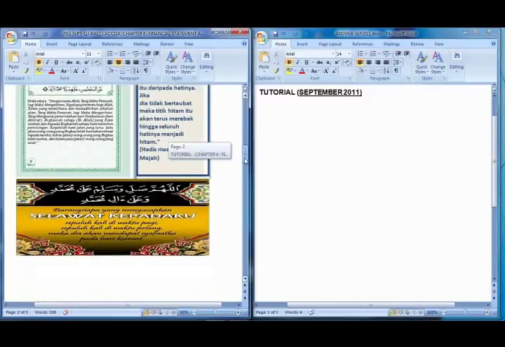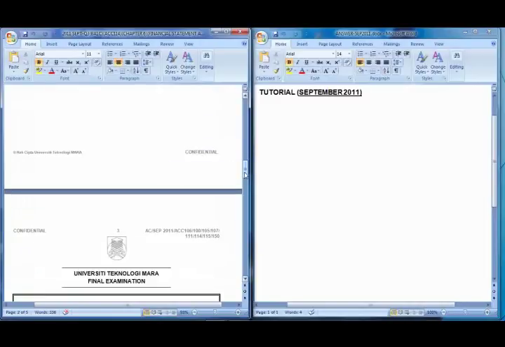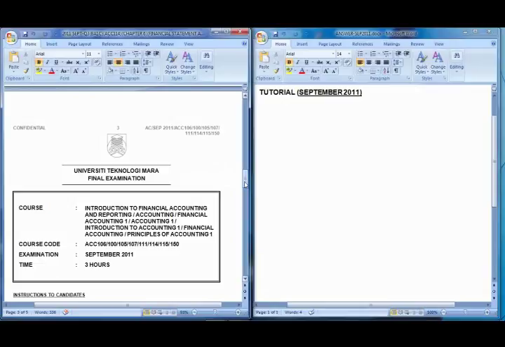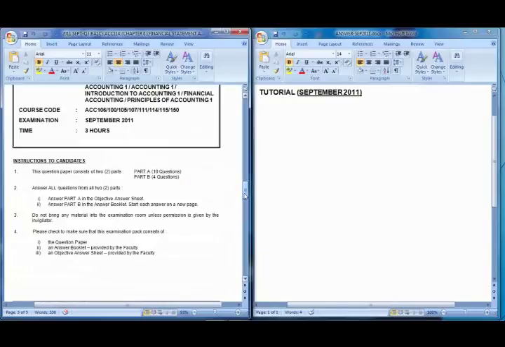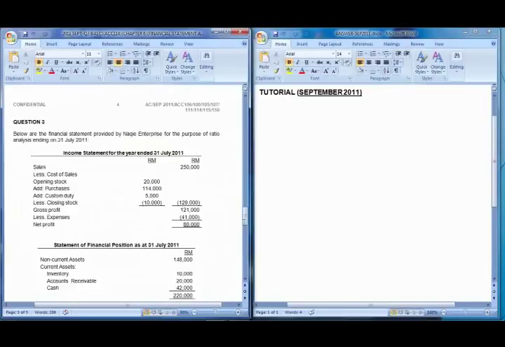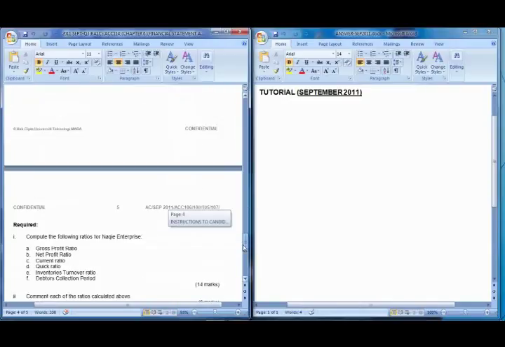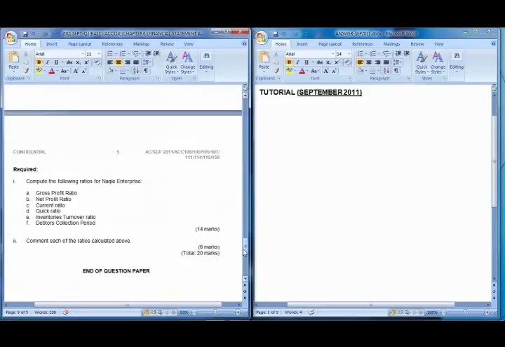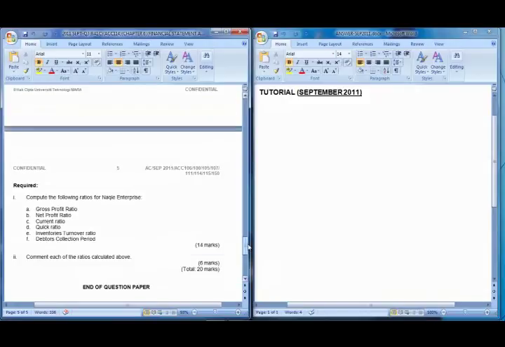Okay, class. Please open up your past question for the year September 2011. Look at question 3, which gives you the financial statement for the Naki Enterprise ending on 31st July 2011. Look at the requirement, which requires you to compute the gross profit ratio, net profit ratio, current ratio, quick ratio, inventories turnover ratio, and the last one is debtors collection period. So we'll start to calculate the gross profit ratio first.